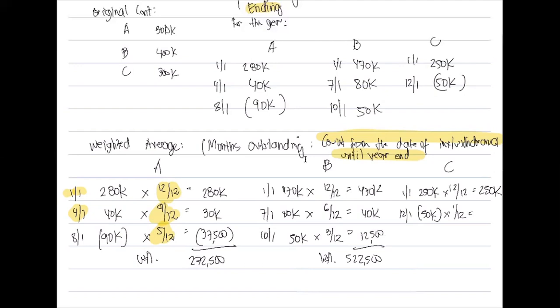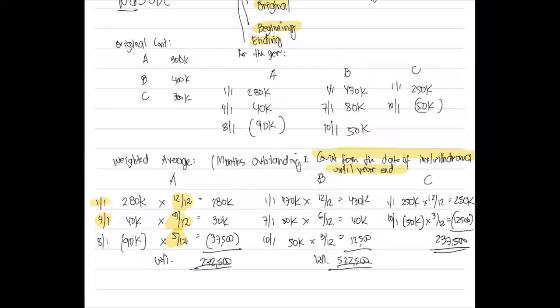I guess palitan natin to, wag na lang 12,1 para mas madali. 10,1 na lang, para hindi tayo mag-point. So 10,1, negative 50,000. 10,1 until December is 3 months. So 3 over 12. 50,000 times 3 over 12 is 12,500. So how much? 250,000 less 12,500 is 237,500. Okay? So we're done computing for your weighted average.